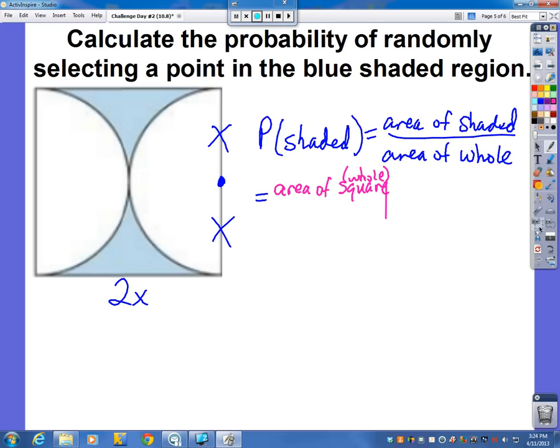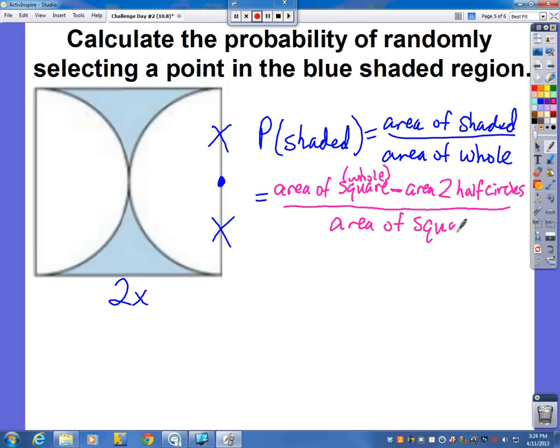Oh, where's my back button? There we go. And subtract away the area of the two half circles. Two halves make a whole. And the whole thing, again, is the square. So this has given us now a much cleaner blueprint for what we're going to have to calculate.